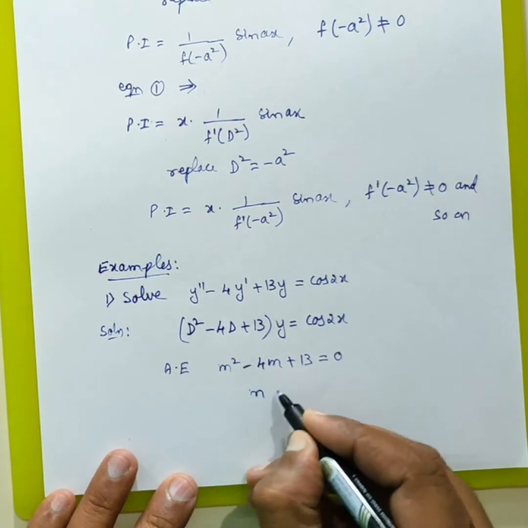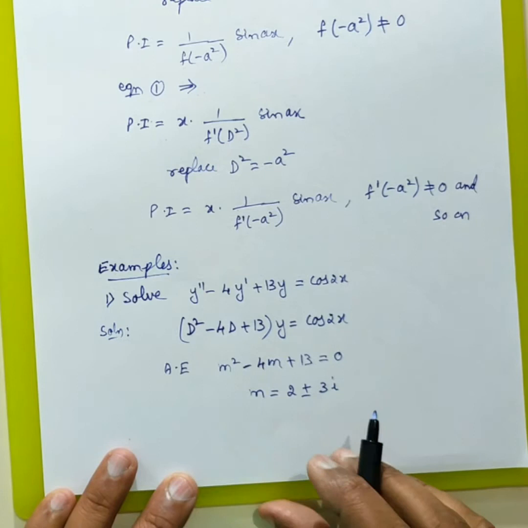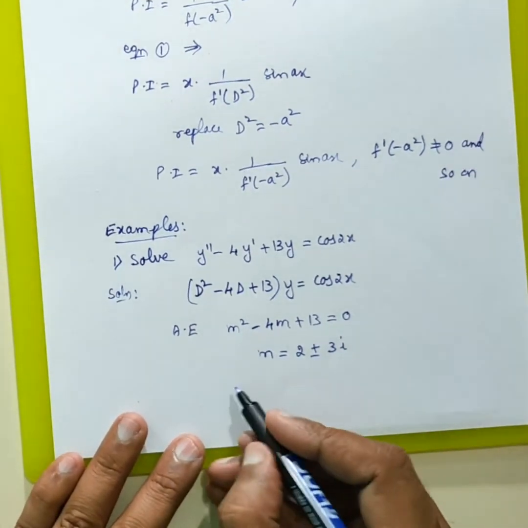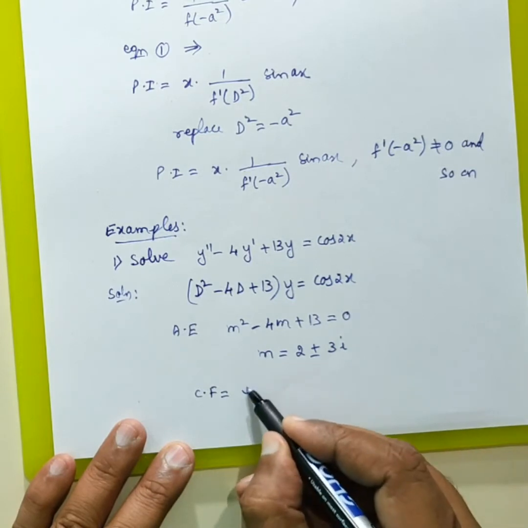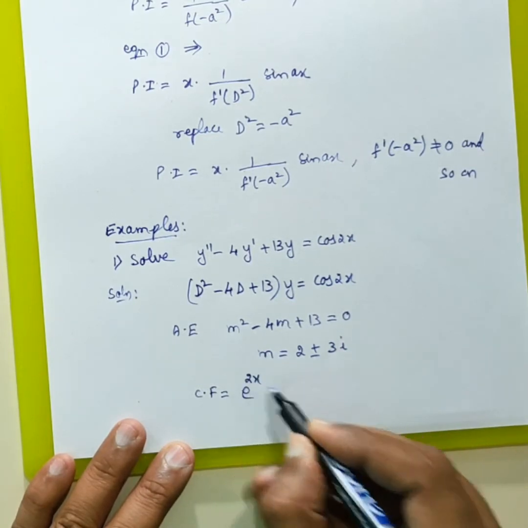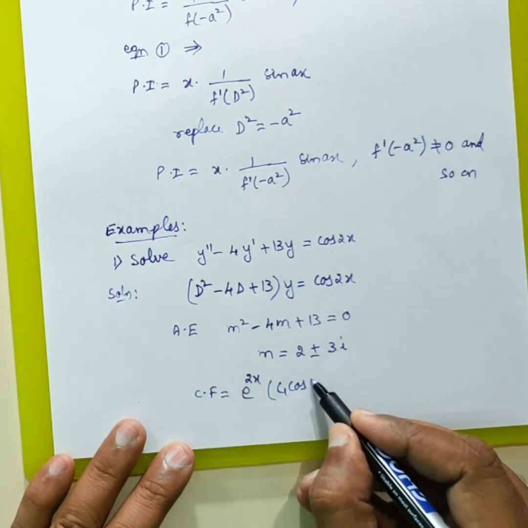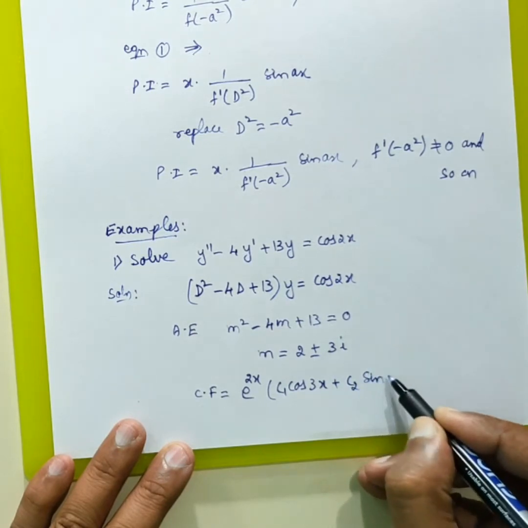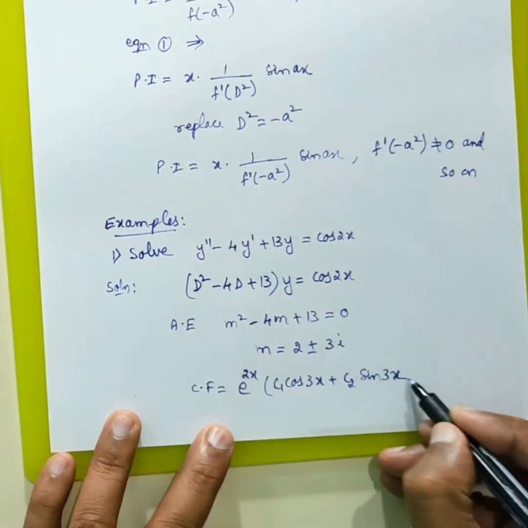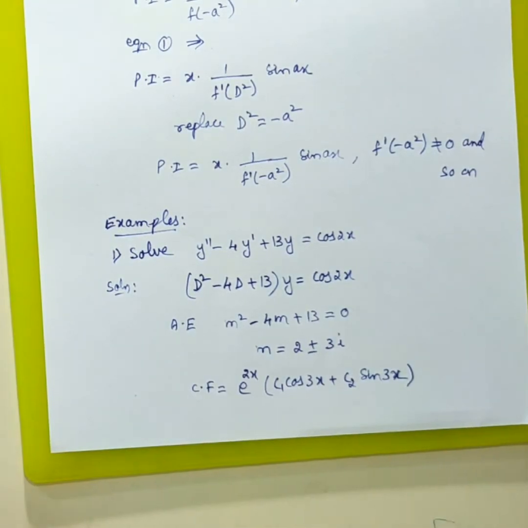M will be equal to 2 plus or minus 3i. That's the root. So therefore the complementary function will be e power of 2x into (c1 cos 3x plus c2 sin 3x). So that is the complementary function. Let us try to find out the particular integral.